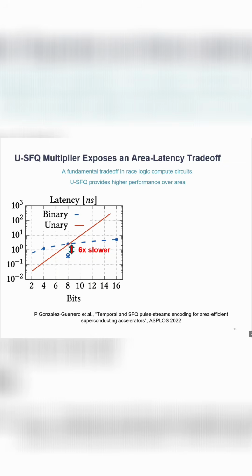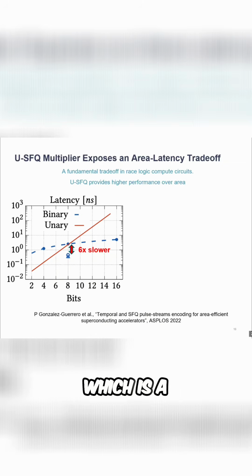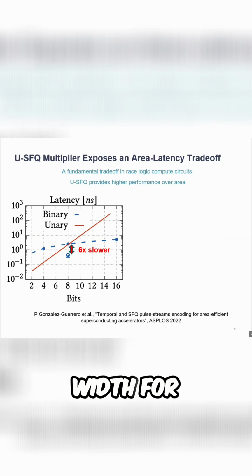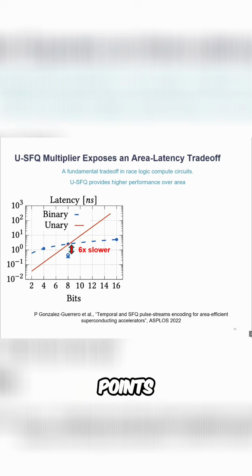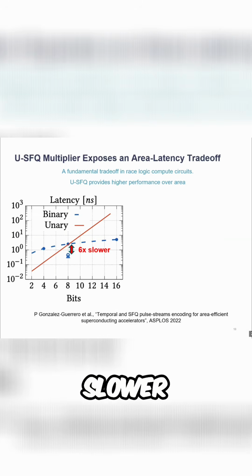But if we are to take 8 bits as an example, which is a good representative bit width for a multiplier, it also points to the example that I showed you earlier from ISSCC. So in this case, the unary multiplier is 6 times slower. Okay, so it's slower, great.